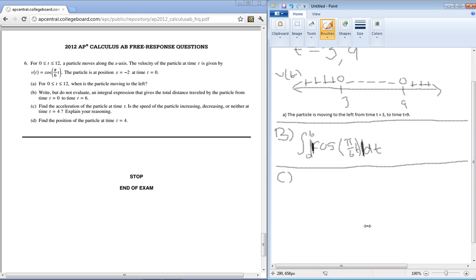Part C. Find the acceleration of the particle at time t. Is the speed of the particle increasing, decreasing, or neither at time t equals 4? Explain your reasoning. The acceleration is the derivative of this, and it's asking at 4. So first let's take the derivative. So acceleration with respect to time equals the derivative of cosine. The derivative is negative sine. Oh, but there's chain rule, so it's going to be negative sine of pi over 6 t times pi over 6.